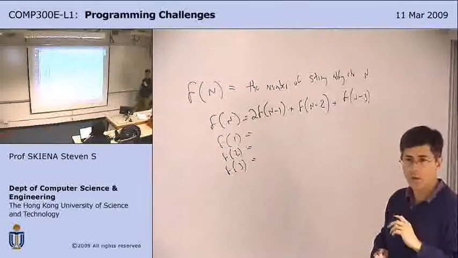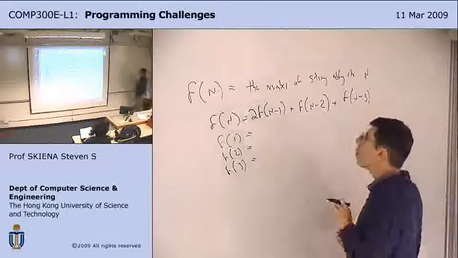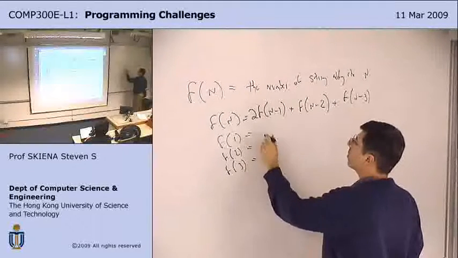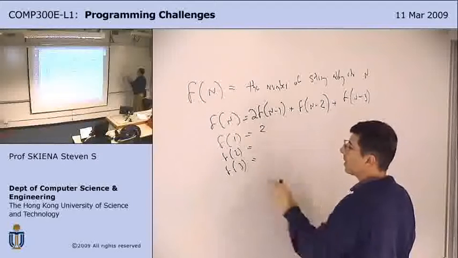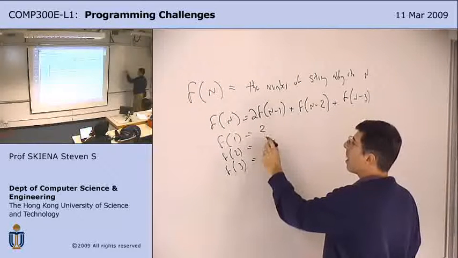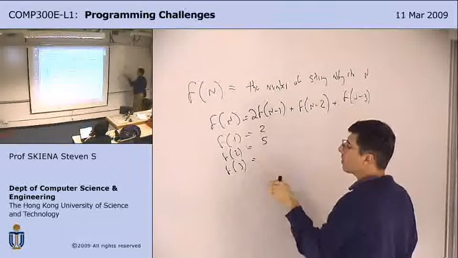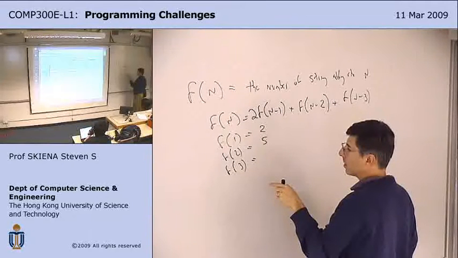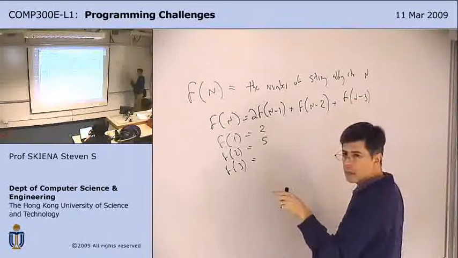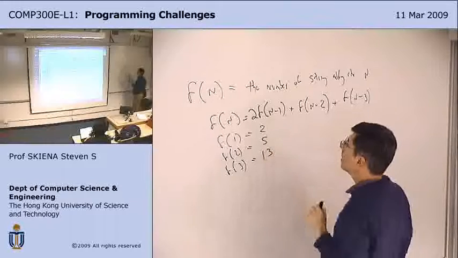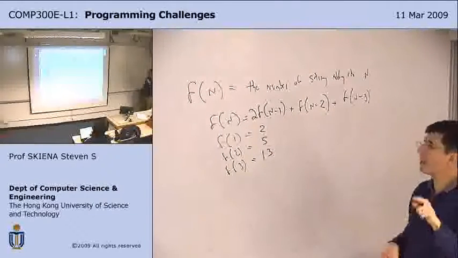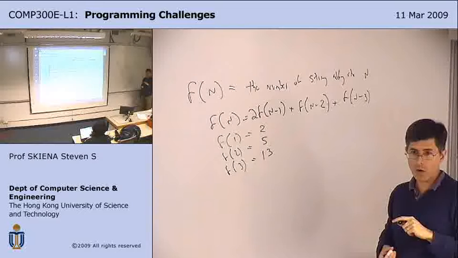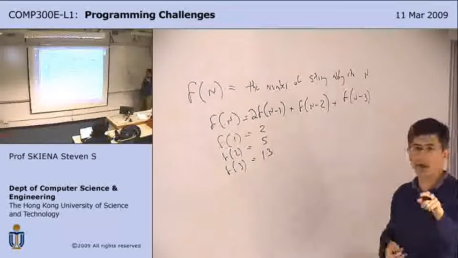1 is going to be 2. 2 is going to be 5. And 3 is going to be 13. Now, first question is, where did that come from? How did you get these initialization values?